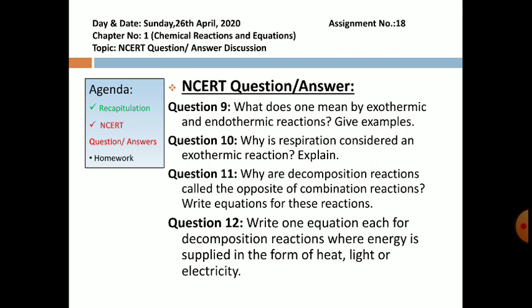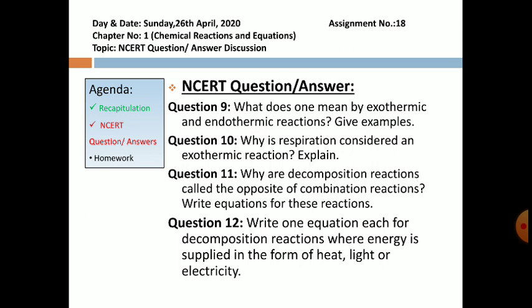Combination reaction. When the reactants A and B react to form a single product AB, energy is released. Example: 2H2 plus O2 combines together to form 2H2O, and a huge amount of energy is released in this process.